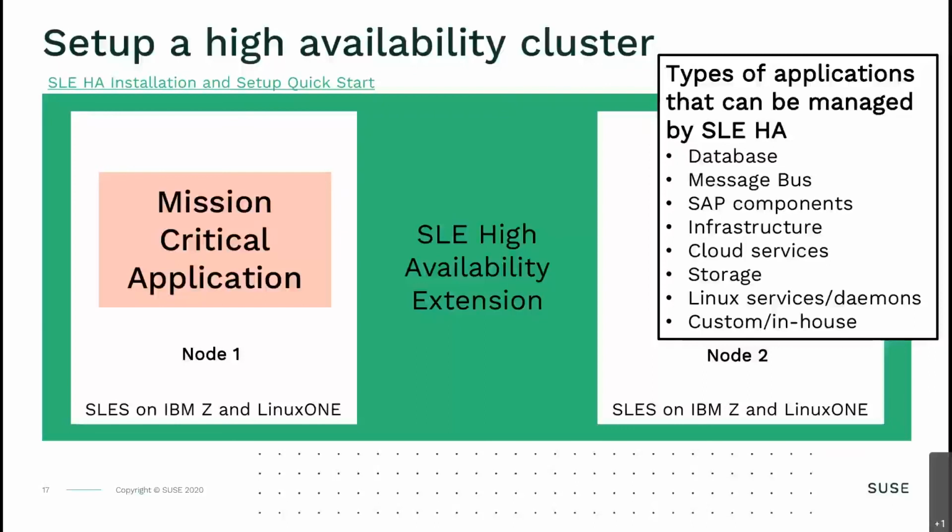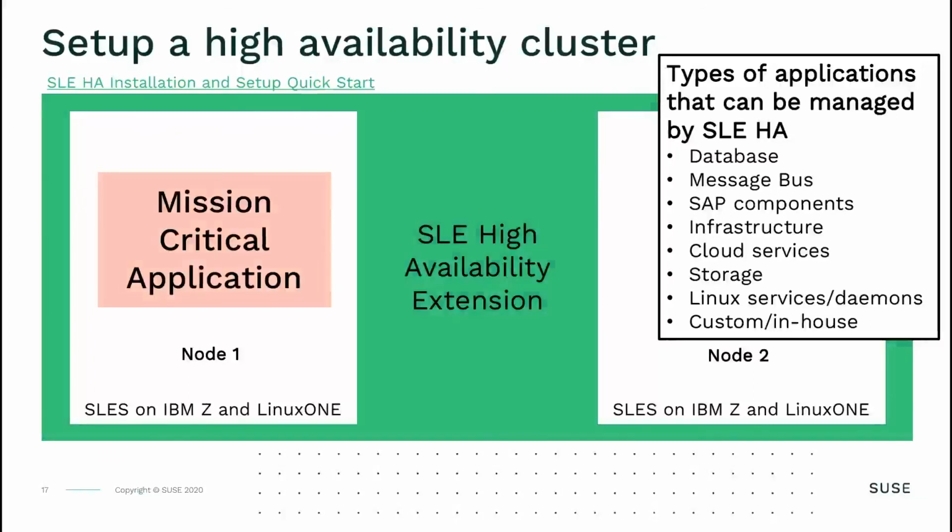SAP HANA is big these days. It doesn't run on the Z system, but I'm still aware of a number of customers using SAP NetWeaver. For infrastructure services, we're talking about DNS and DHCP, email servers, web servers, NFS servers. For cloud services, we're talking cloud service providers like AWS. For storage, DRBD and iSCSI. Any Linux service or daemon, which includes System V init services as well as systemd services. And you can write your own custom resource agents for in-house applications that you would like to make highly available.